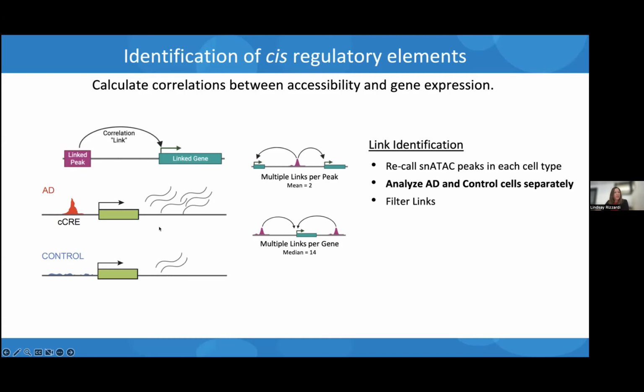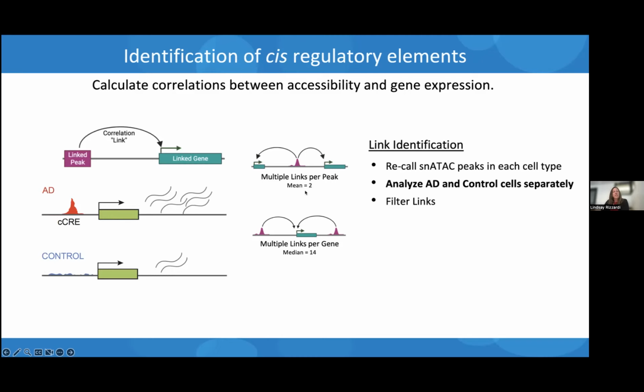The way these are calculated is illustrated in a cartoon here, where in an Alzheimer's cell, for instance, we have this candidate cis-regulatory element that's accessible, and we have a high level of gene expression. Whereas in a control situation, that region is not accessible, it's closed, and the gene's expression is lower. So this would indicate a positive correlation between this region and this gene in AD, specifically in AD samples.